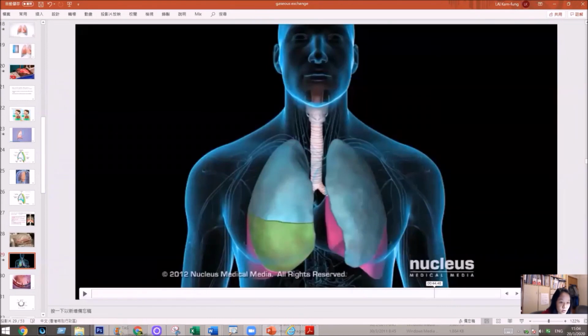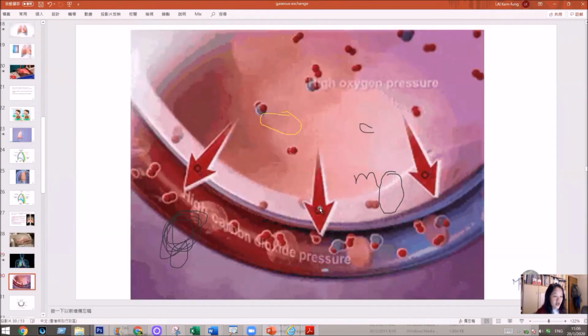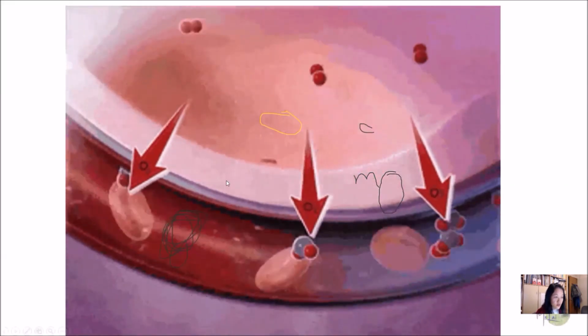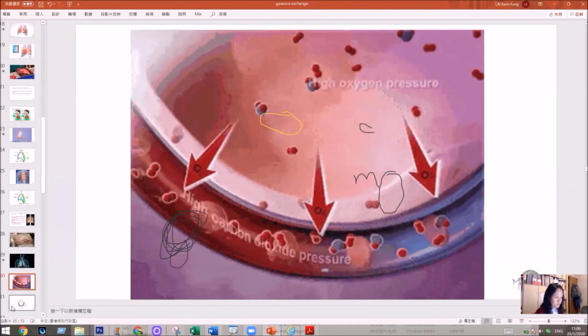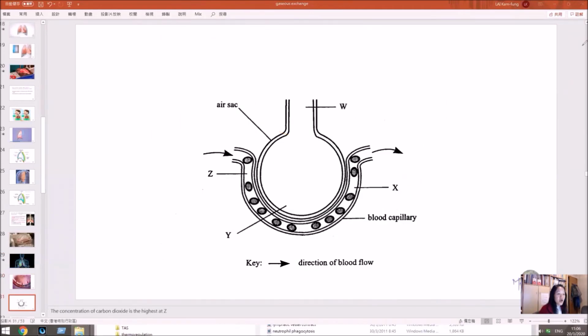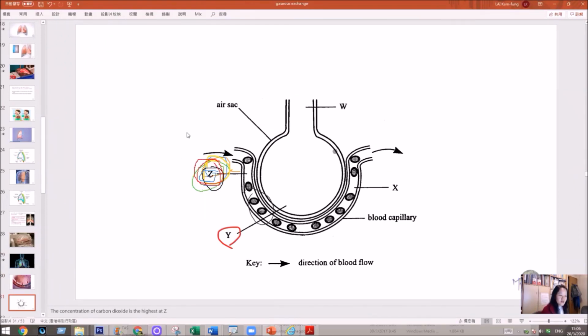Okay, you can watch this video first. This is the air sac, and then oxygen moves into it, and carbon dioxide moves out of it. In this diagram, can you circle the letters which have the highest carbon dioxide content? Blood carries all the carbon dioxide here. Okay, and then the carbon dioxide will flow into the air sac. So this part has the highest CO2 content.